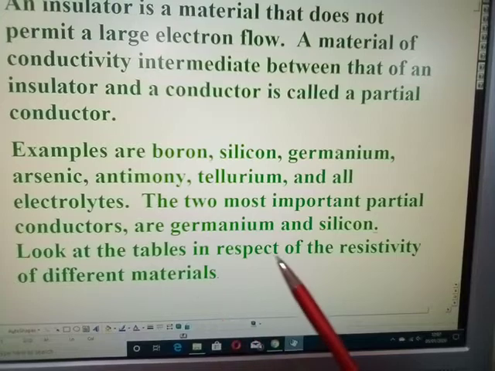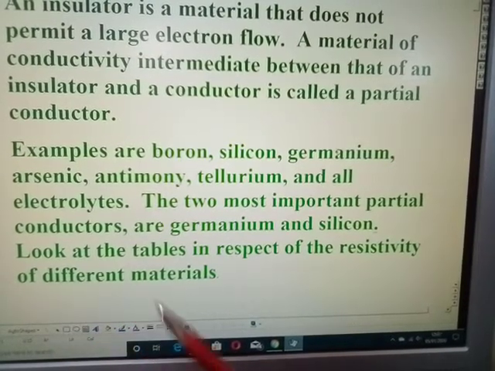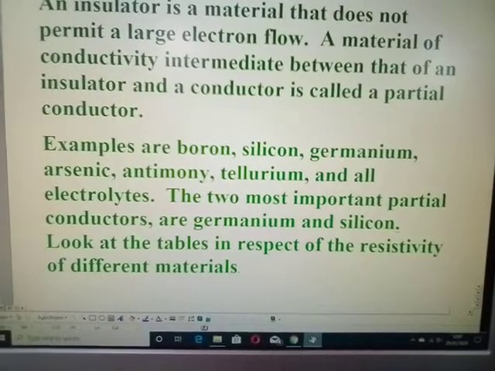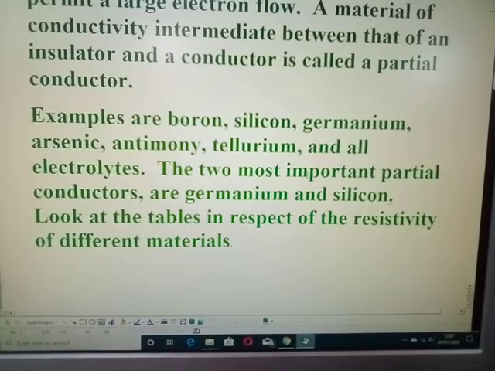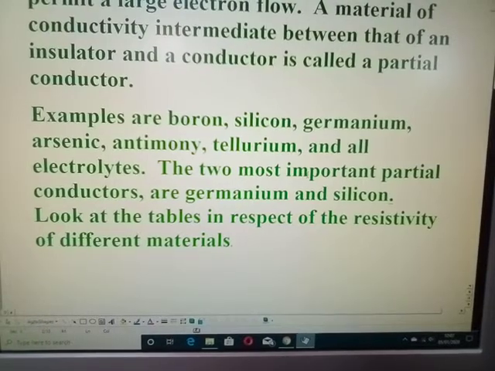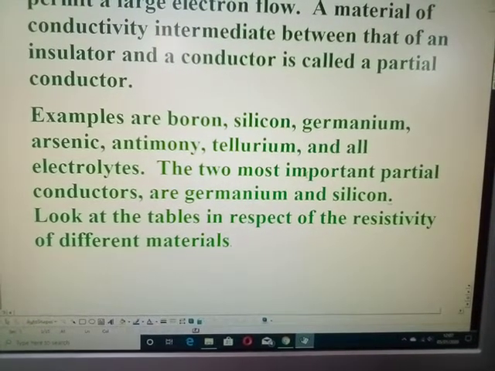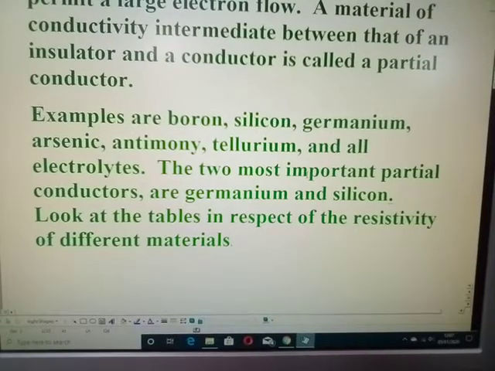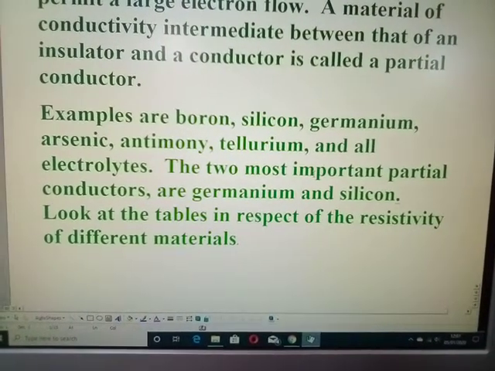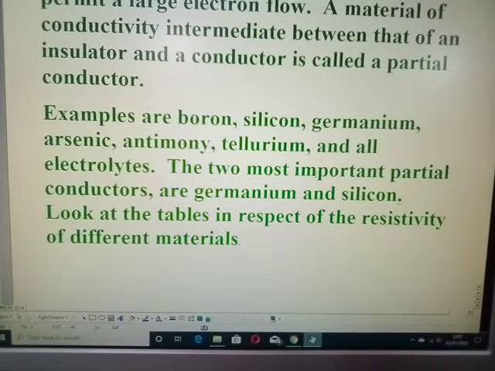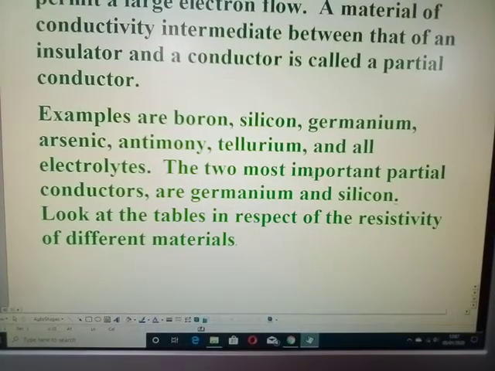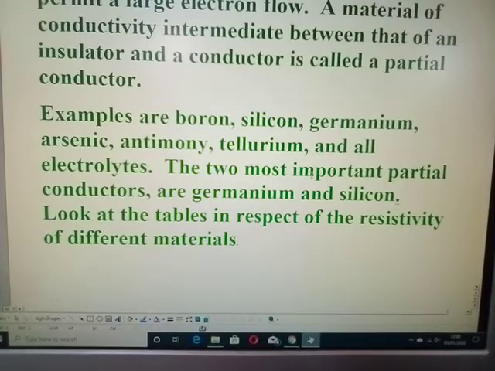Look at the tables in respect of the resistivity of different materials. Now again, remember, take your time to read the information, extract it, make it your own. Do some additional research so you can add to what has been given here. Okay? This is only a sample of what can happen or what relates to certain materials in regards to certain types of semiconductors.